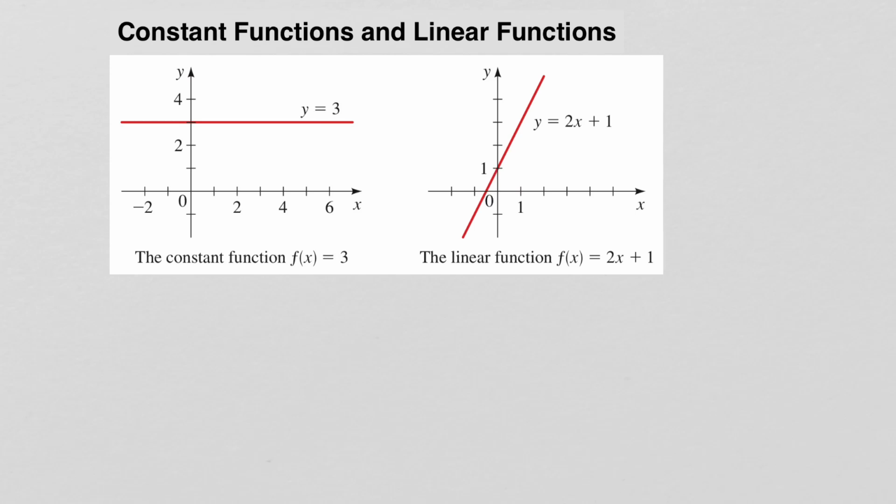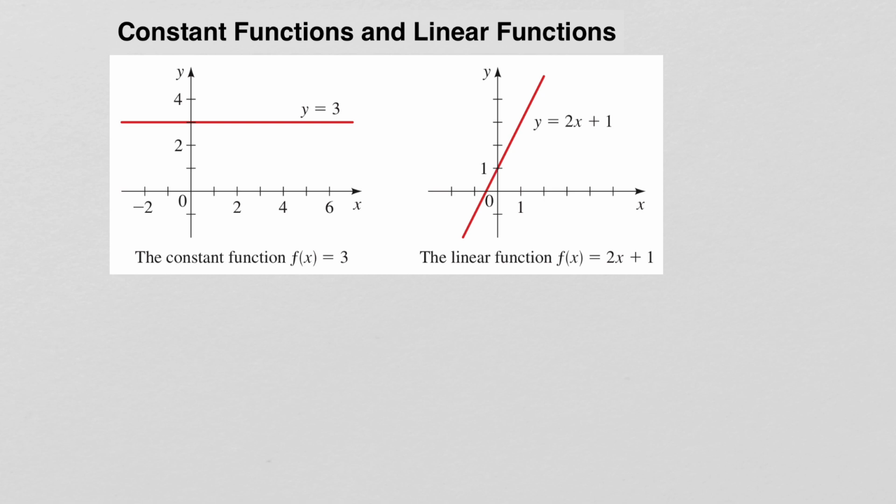A couple of special types of functions that have very simple graphs are constant functions and linear functions. A constant function is when y is simply equal to a number, or a constant. For example, y equals 3 is a horizontal line passing through 3 on the y-axis.